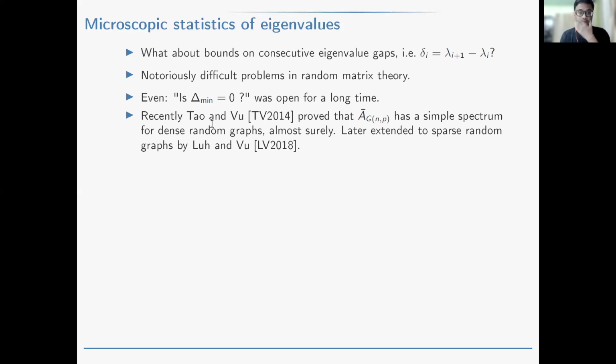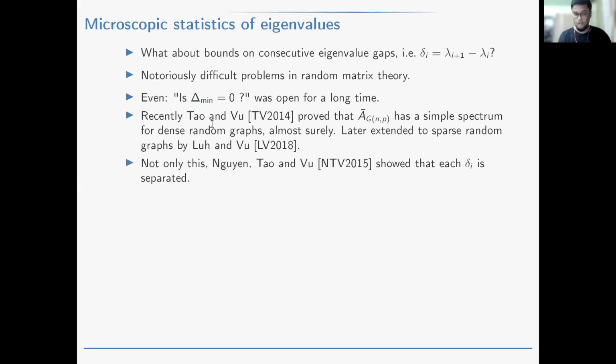In fact, Tao and Wu in 2014 showed that the normalized adjacency matrix of an Erdős-Rényi graph has a simple spectrum for dense graphs almost surely. That means that if you have a dense Erdős-Rényi random graph, all the eigenvalues are distinct. There are no degeneracies with very high probability. And this was extended to sparse Erdős-Rényi random graphs by Liu and Wu in 2018.